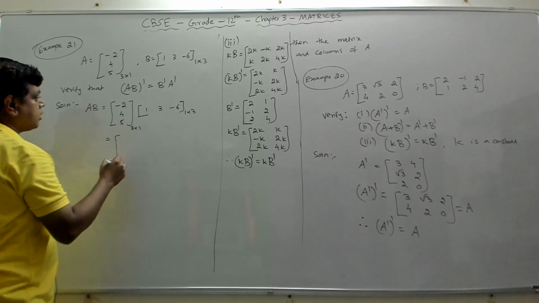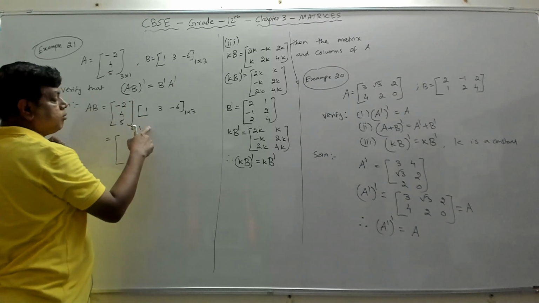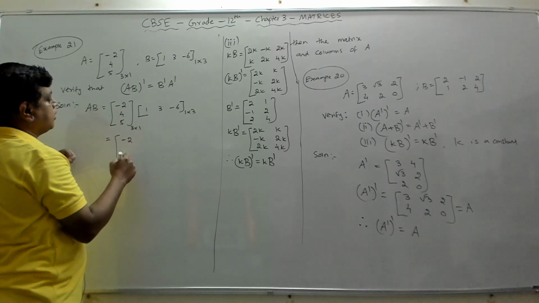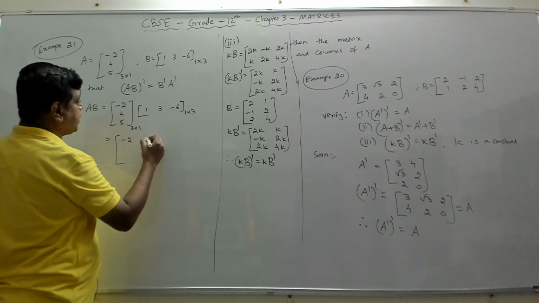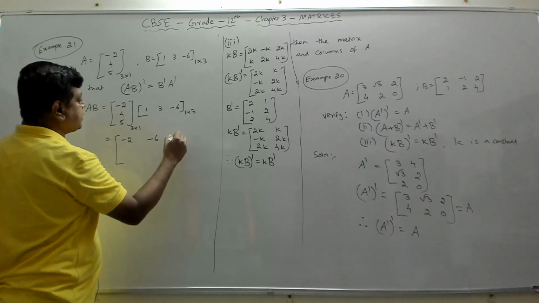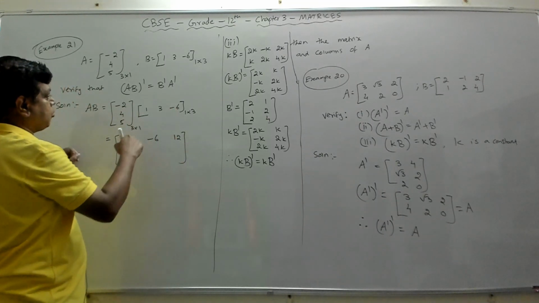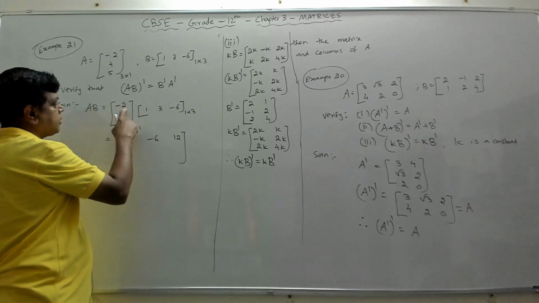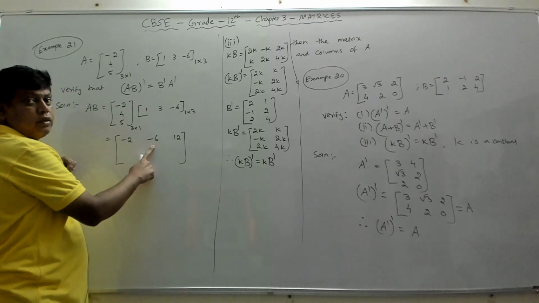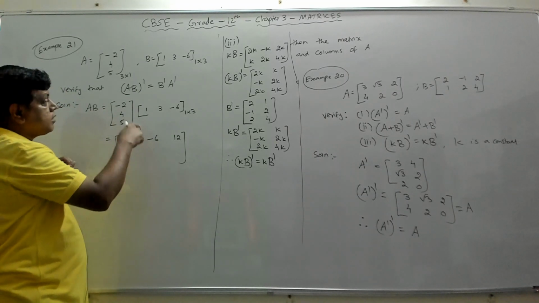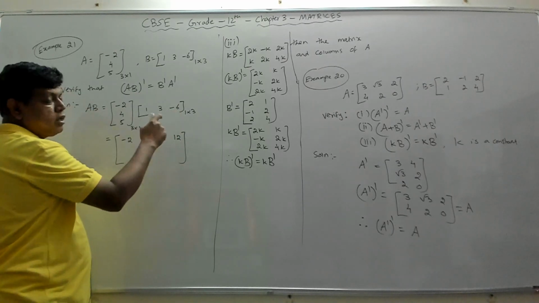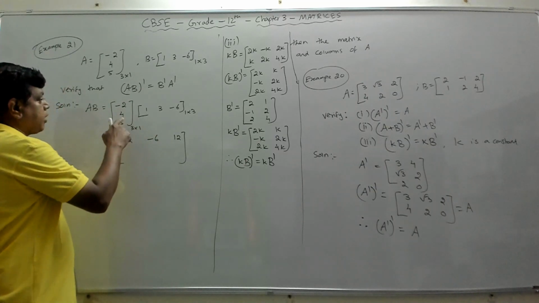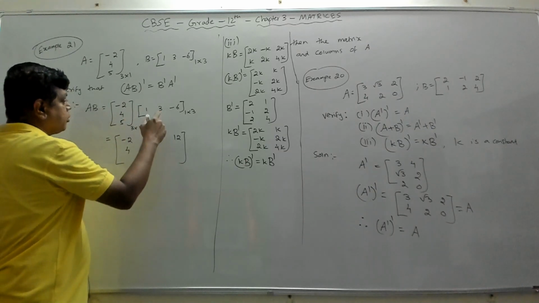So we have to multiply the first row with the first column. Minus 2 into 1 is minus 2. Then minus 2 into 3 is minus 6. And minus 2 into minus 6 is plus 12. So when you multiply the first row with the first column, you will get the first row, first column element. The first row with the second column will give you the first row, second column element of the resultant matrix. And the first row with the third column will give you the first row, third column element. Now again, 4 into 1 is 4. 4 into 3 is 12.